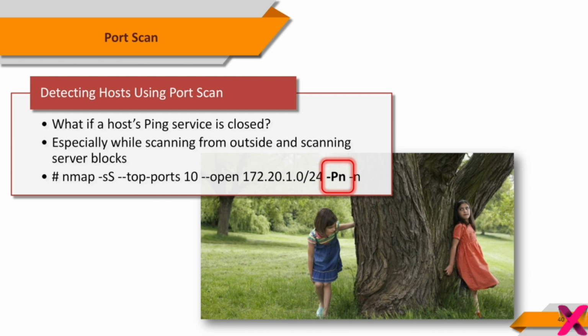So if your network is not big or if you don't have enough time to scan, you should skip the ping scan and run the port scans for every possible IP address. Use the port scan instead of ping scan if you are scanning a server block, because those systems are configured to be more secure than usual. Then you can find more computers than the ping scans do.